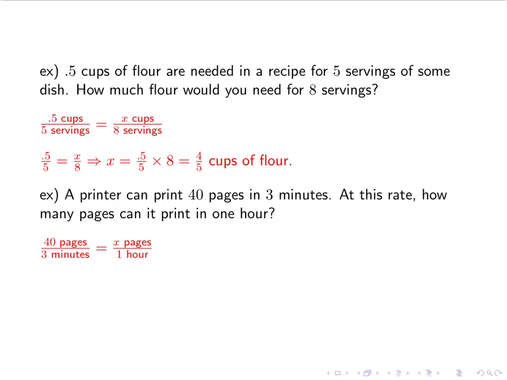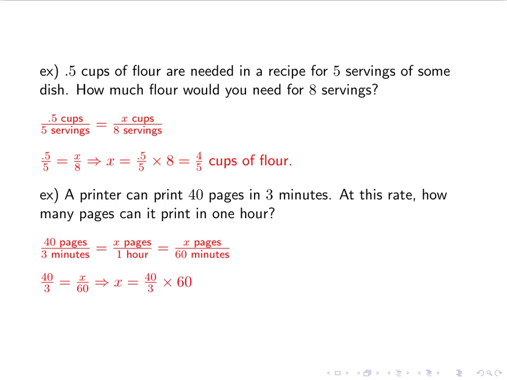The problem here is that I've got minutes and hours, and those are not equal. A minute is not equal to an hour. So I have to do a little bit of math here. I can either change my 3 minutes into hours, or I can change my hour into minutes. And I think most people would prefer to change 1 hour into 60 minutes. So I'm going to get rid of this middle guy and look at 40 pages per 3 minutes equals x pages per 60 minutes. Again, I'll rewrite it, getting rid of the units now that I know they match.